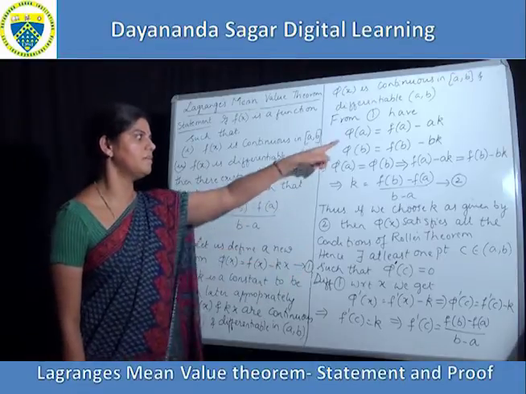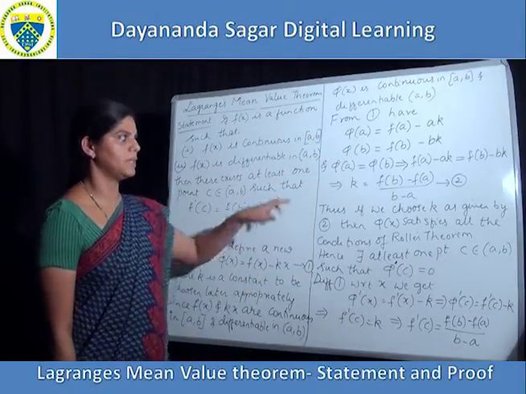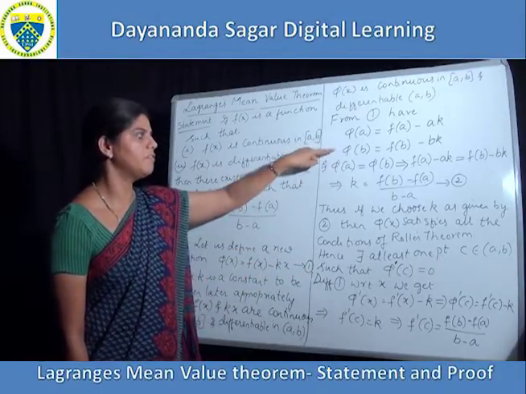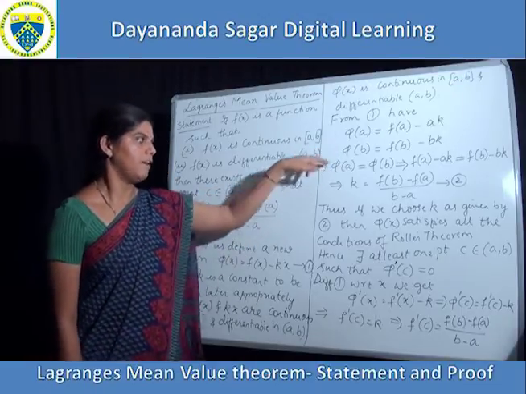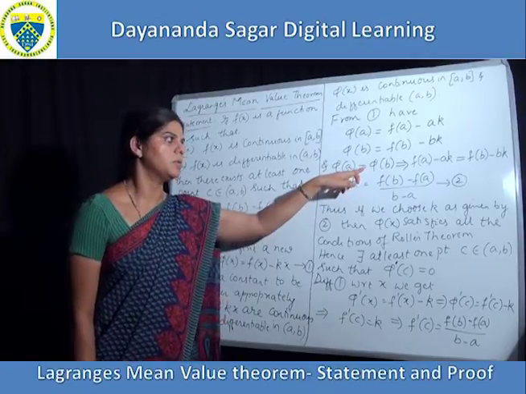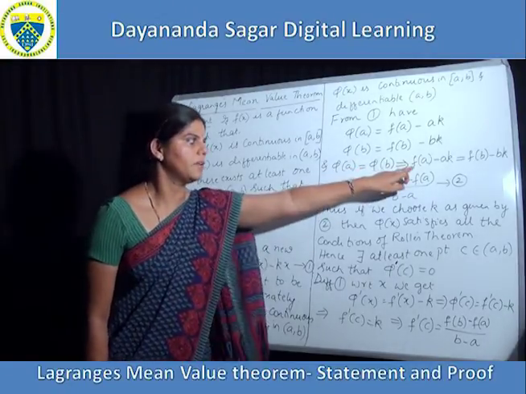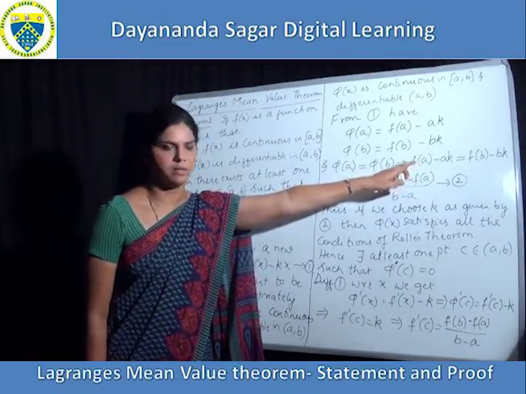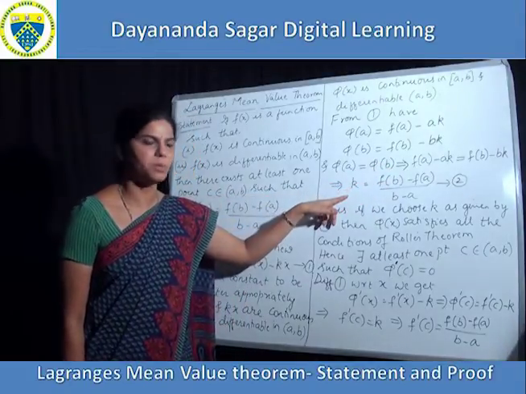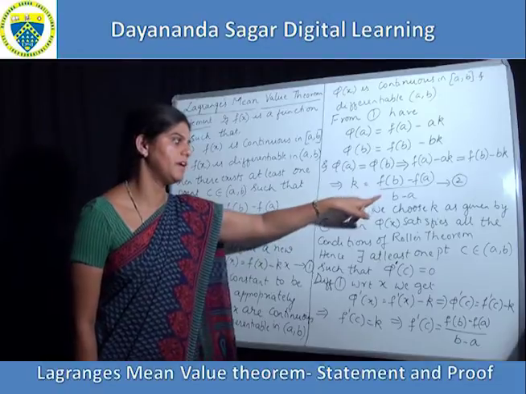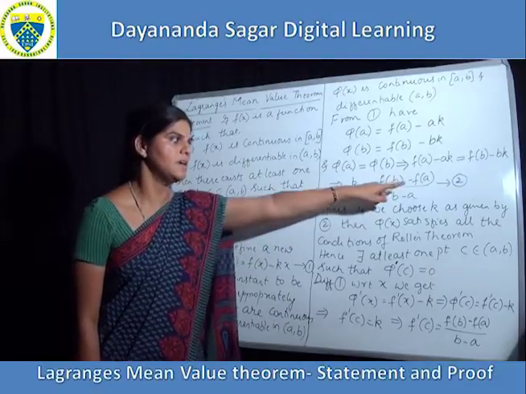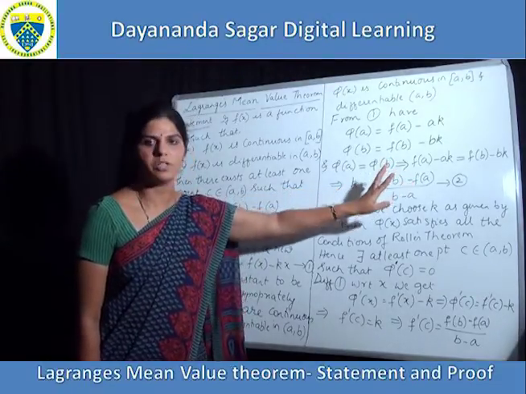From 1 we have phi of a is equal to f of a minus a into k, phi of b equal to f of b minus b into k. So now phi of a equal to phi of b holds good only if f of a minus a into k is equal to f of b minus b into k. So from this we get k is equal to f of b minus f of a divided by b minus a, which is called equation 2.